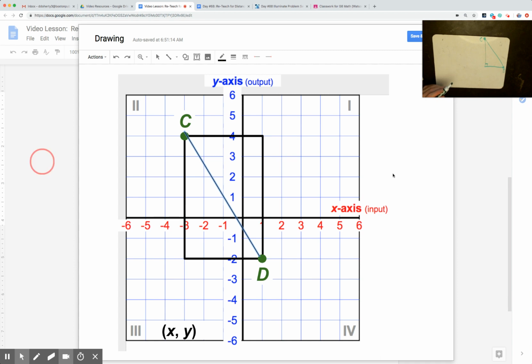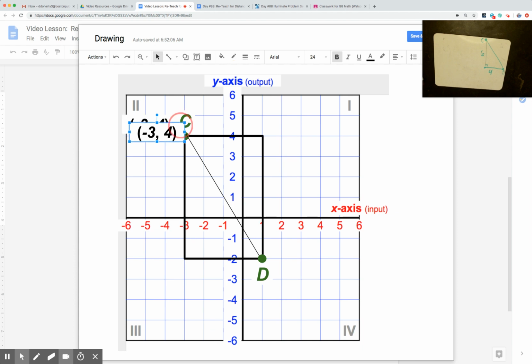First thing I could do is just count if it's on a graph. 1, 2, 3, 4 units. So I could say it's 4 units across. And the other leg, we go up 1, 2, 3, 4, 5, 6 units. Other methods that we could have used: the coordinates for C. So we'll take a look at the coordinates for C right now real quick. They are -3 for X and +4 for Y.